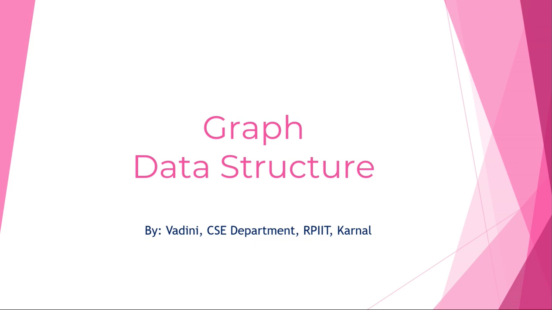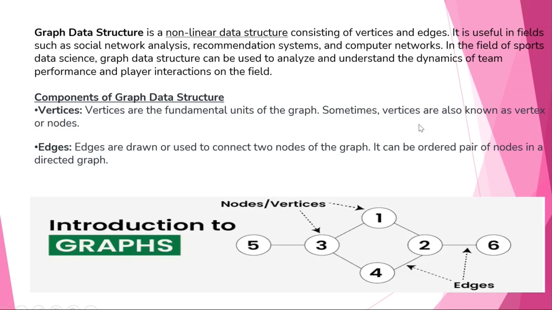Today my topic is graph data structures. A graph data structure is a non-linear data structure consisting of vertices and edges. It is useful in fields such as social network analysis, recommendation systems, and computer networks. In the field of sports data science, graph data structures can be used to analyze and understand the dynamics of team performance and player interactions on the field.